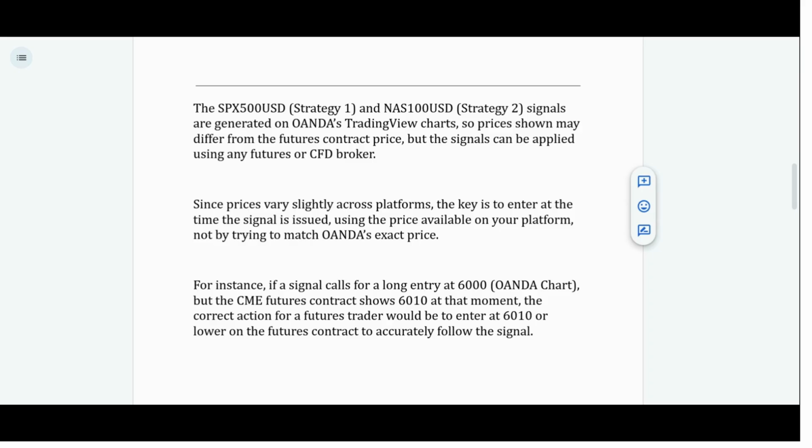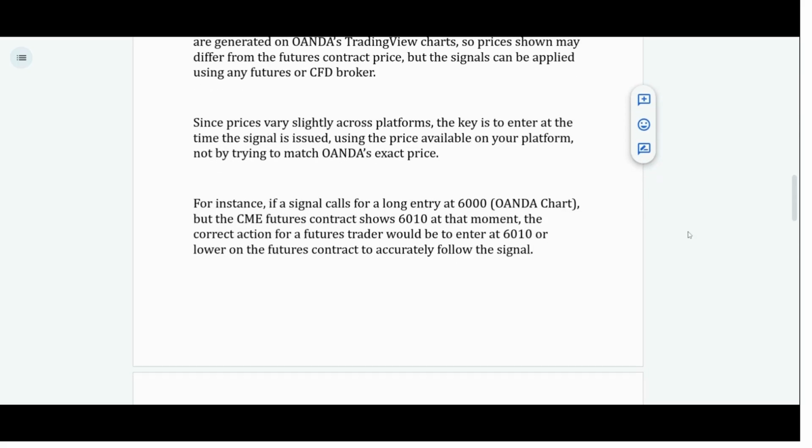For instance, if a signal calls for a long entry at 6,000 on the OANDA chart, but the CME futures contract shows 6,010 at that moment, the correct action for a futures trader would be to enter at 6,010 or lower on the futures contract to accurately follow the signal.